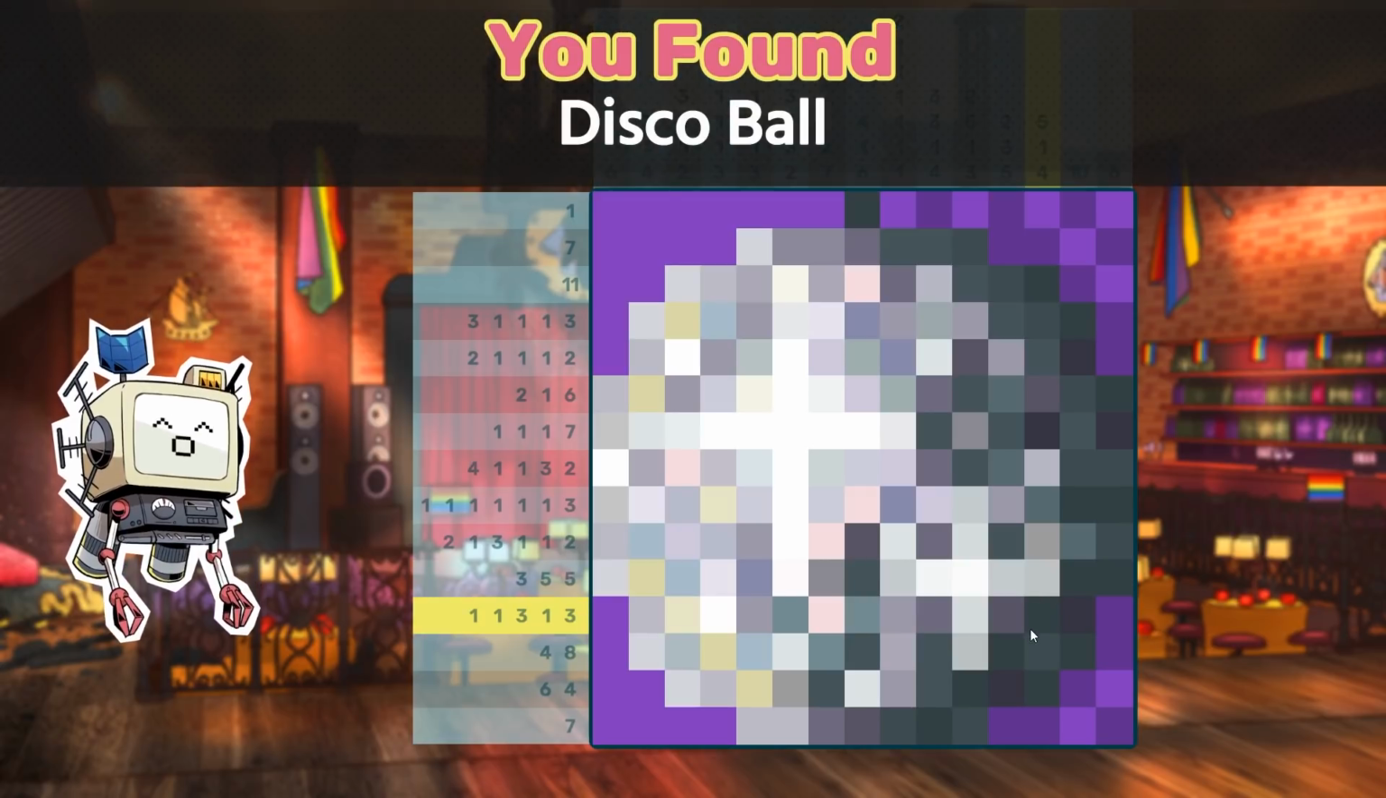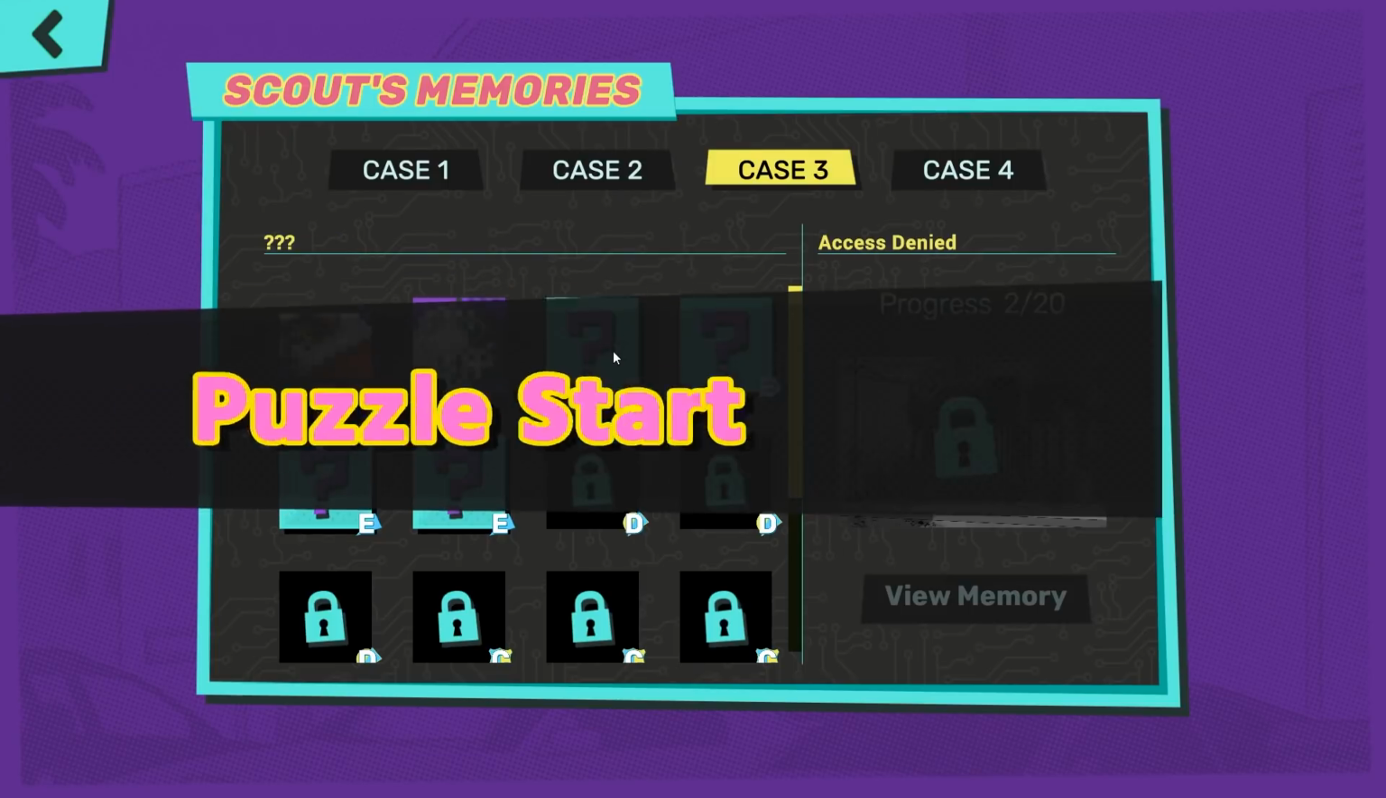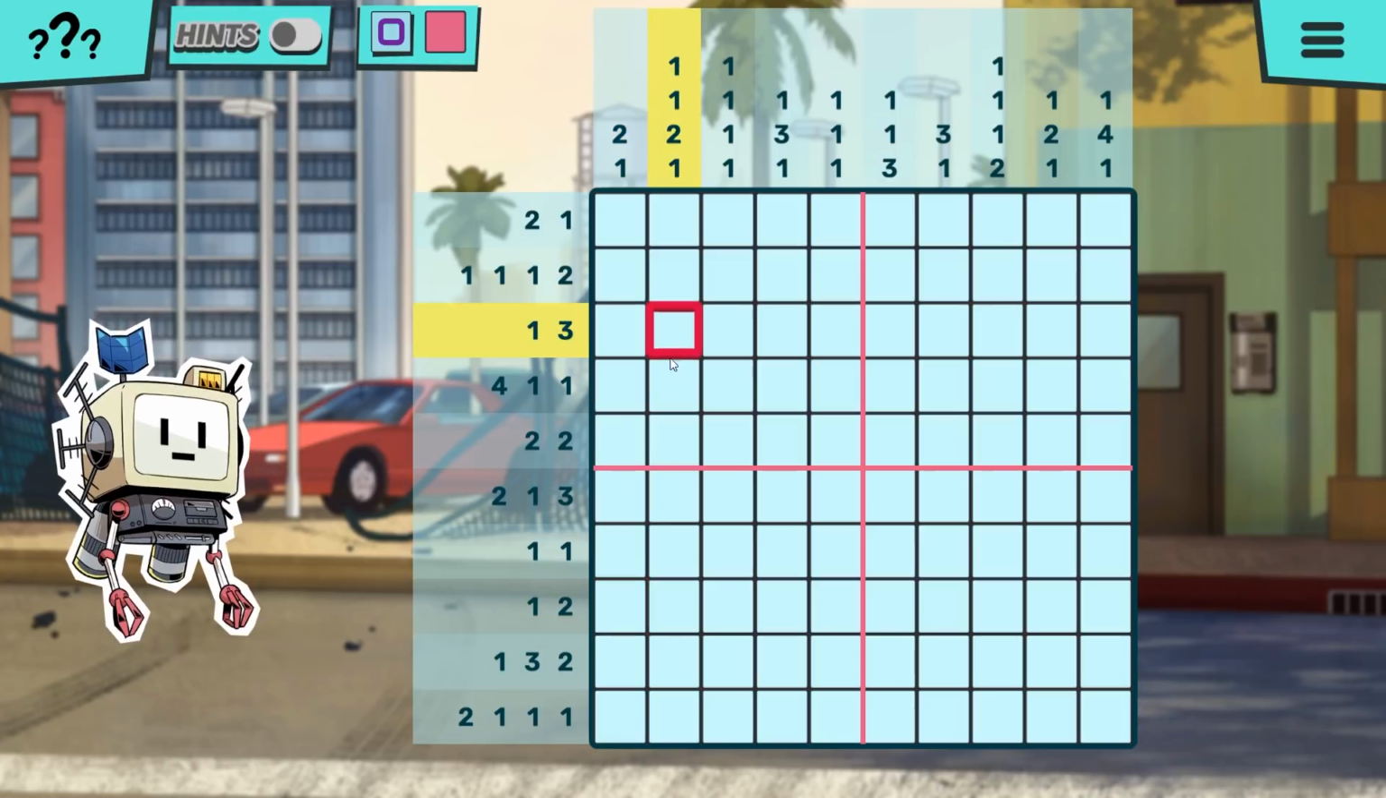Yin yang? Disco ball. That was closer. You said crystal ball. You're right, in some respects. Yeah. Alright. Oh, this is one of those empty ones.